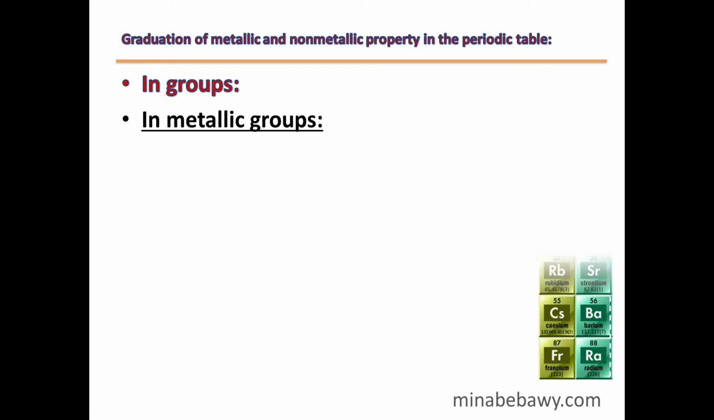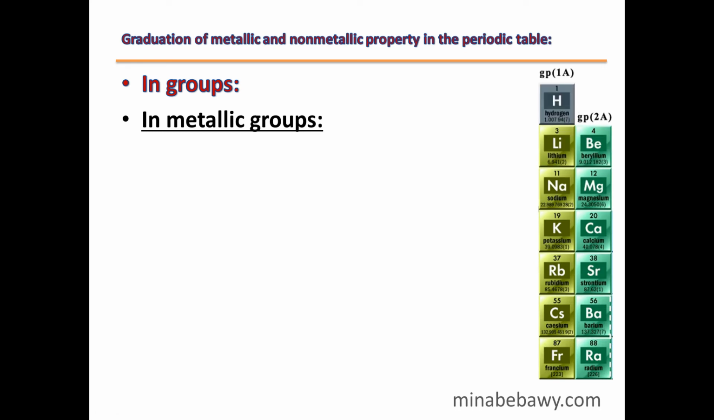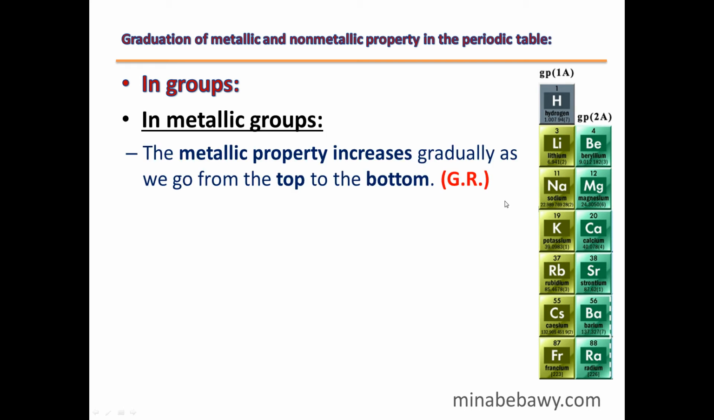But in groups, we will talk about metallic groups such as group 1A and 2A. In groups, the metallic property increases gradually as we go from the top to the bottom. And this is an important give reason question. Metallic property increases in groups by increasing the atomic number. This is because the atomic size increases. As we go from up to down in groups, the atomic size increases, and hence the metallic property also increases.